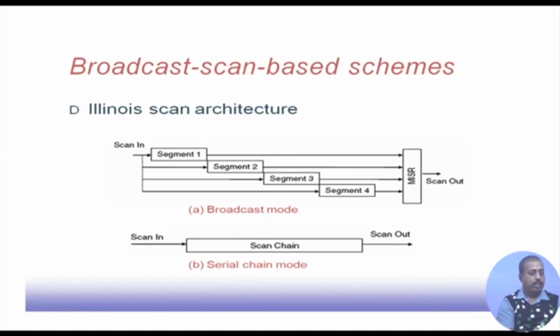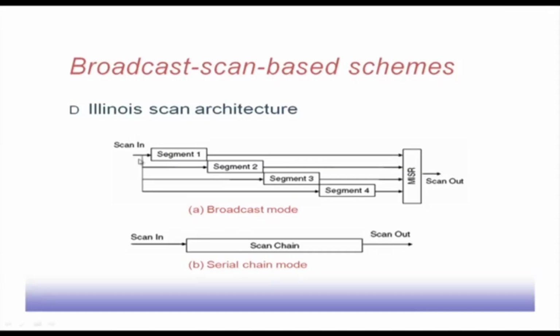There is another architecture which is known as Illinois scan architecture. It has got the name because the people were from the University of Illinois. Some of the faults can be detected by having similar content in all the scan chains, whereas some other faults will require some exclusive patterns where the scan chains are to be loaded in a different way.